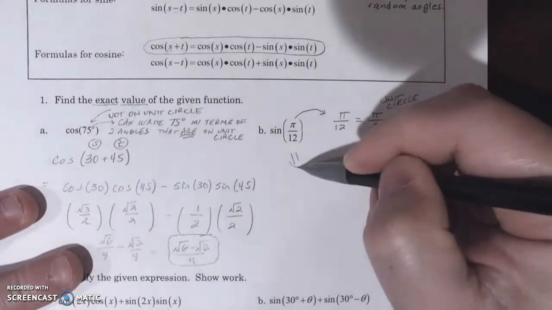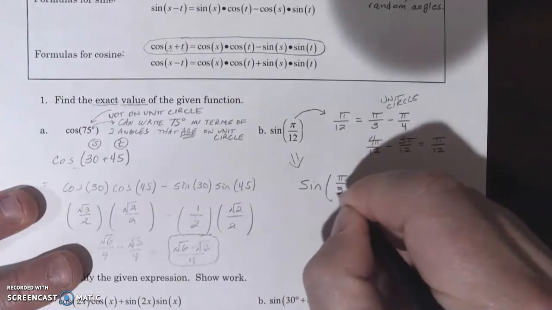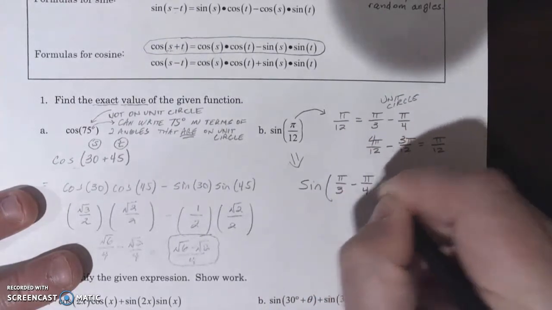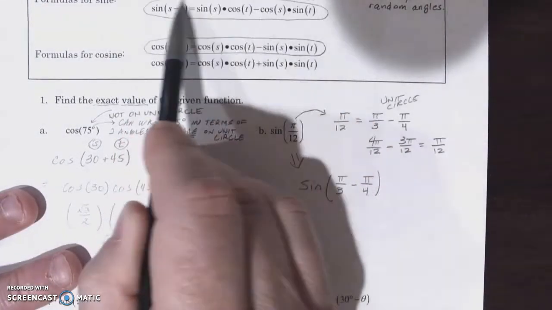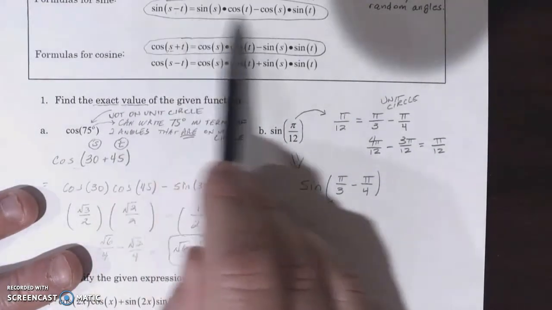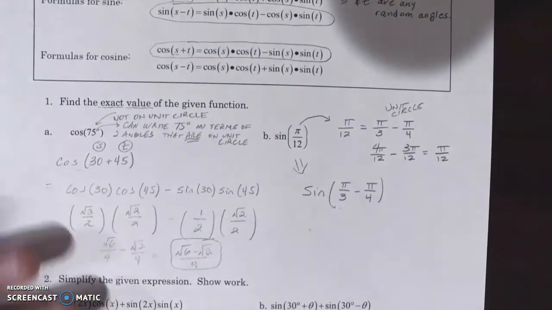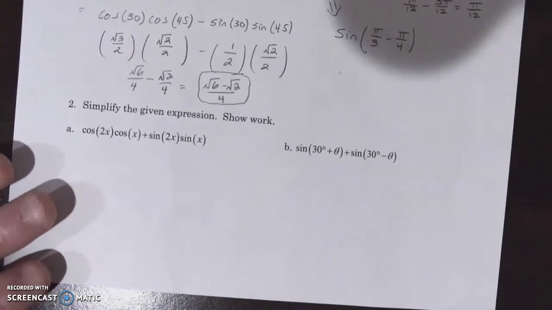What would we do here? We would turn this into sine of pi over 3 minus pi over 4. And then we would refer to this difference identity. We'd write out the right-hand part of this equation. We'd go ahead and evaluate. Okay, we're not going to do that. We already did one. All right, let's talk about simplifying given equations.